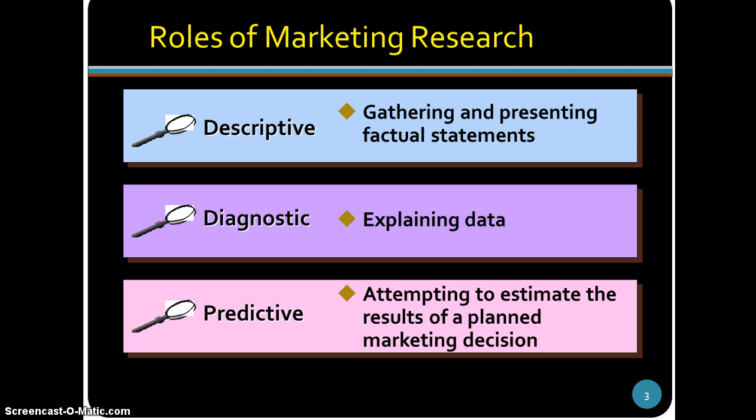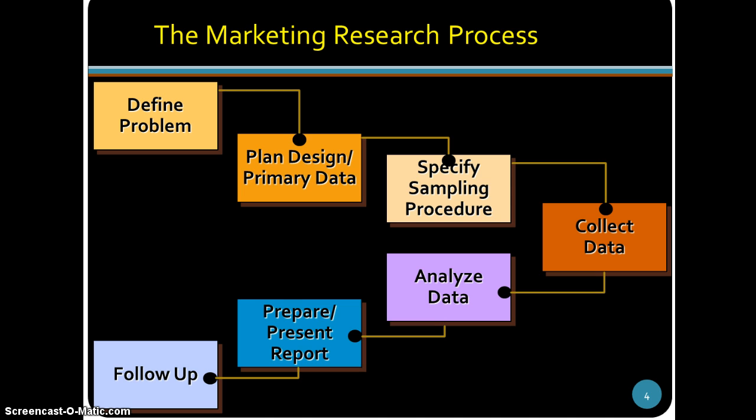So marketing research essentially, which is similar to any other research study, performs three roles. Descriptive, which is essentially collecting knowledge, information, and then presenting factual statements. Diagnostic, which is collecting information in order to try and make some explanations or inferences. And then the predictive role is where marketers collect information and analyze it in order to make forecasts or kind of project results of a planned decision.